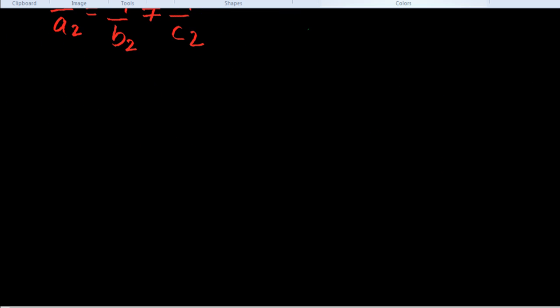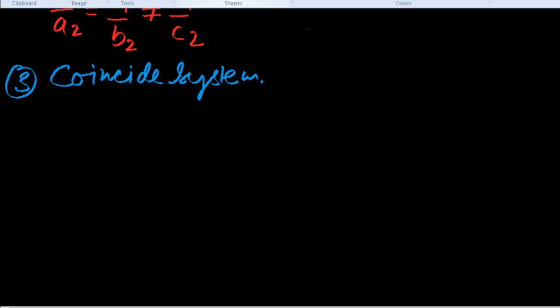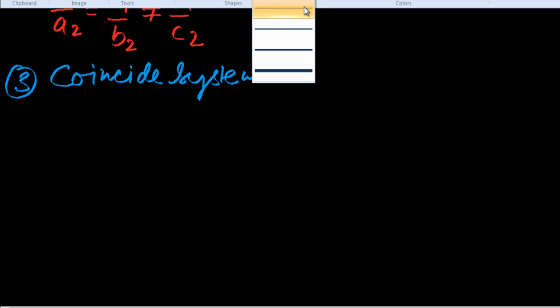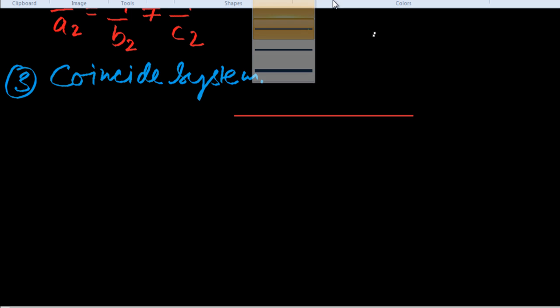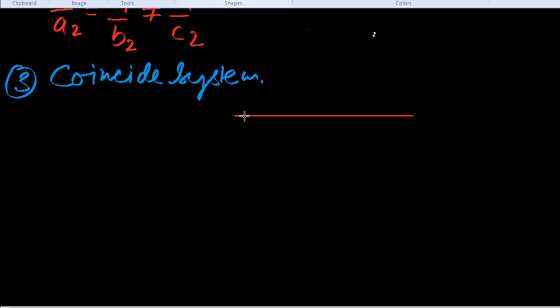So now we see the third one. The third one is the coincide system. In the coincide system, I explain it with lines here. I draw two lines, some thicker lines. The first one I draw in red, and the second one I draw as a blue line, a little bit thin. First this would be red. Now the second one should be a thin blue line. I draw it here.